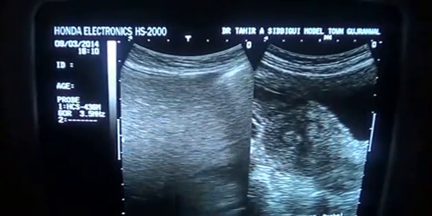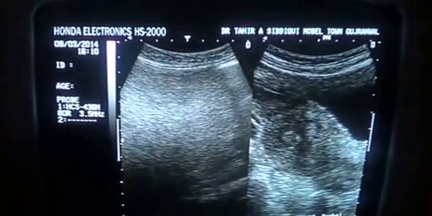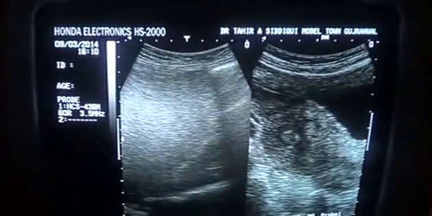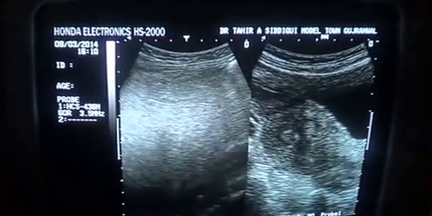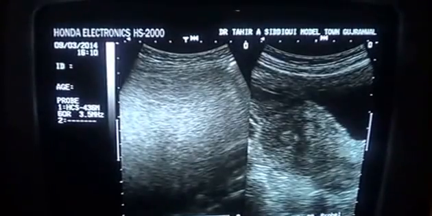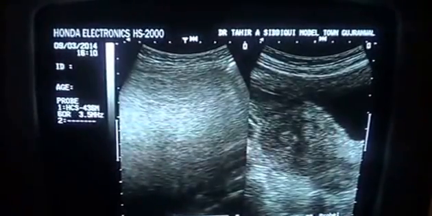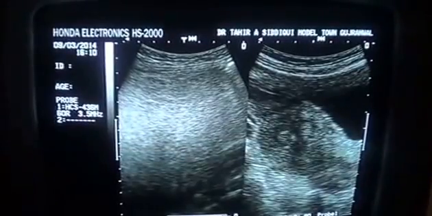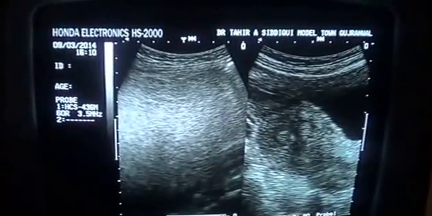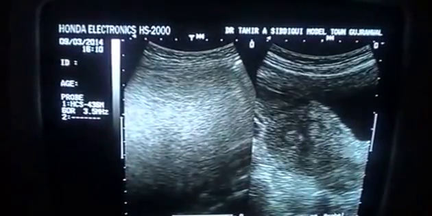From here we see a large fibroid extending up to the right hypochondrium. So this is a subserosal uterine fundal region fibroid extending up to the right hypochondrium. Thank you very much.